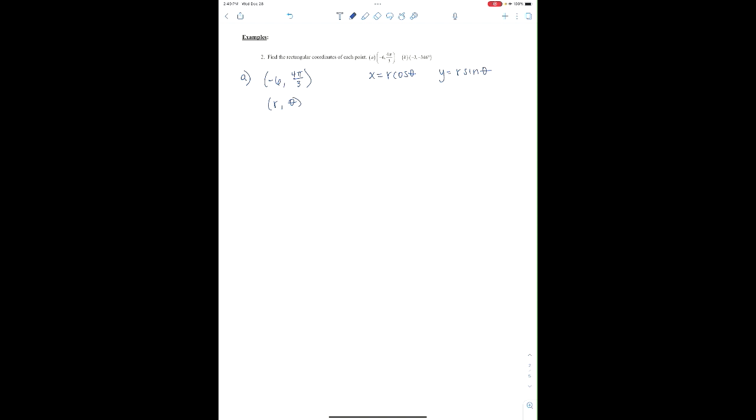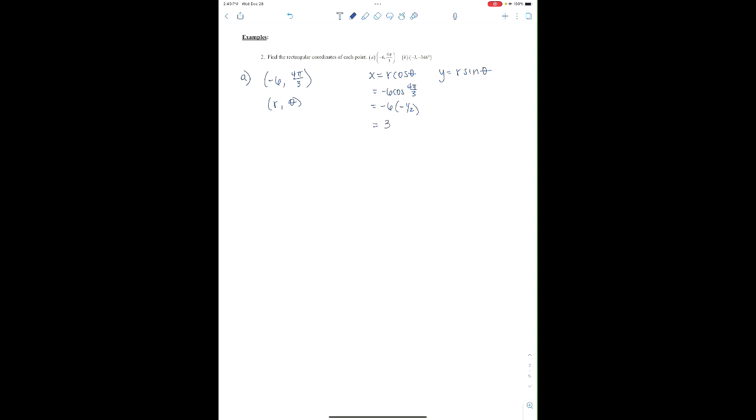Some other things that we should consider is that x is r cosine theta, y is r sine theta. So first let's find our x value. So if x is r cosine theta, that's going to be -6 cosine of 4 pi over 3. And cosine at 4 pi over 3, that's going to be a -1. Oh no, a -1/2. Sorry. And -6 times -1/2 gives us a +3.